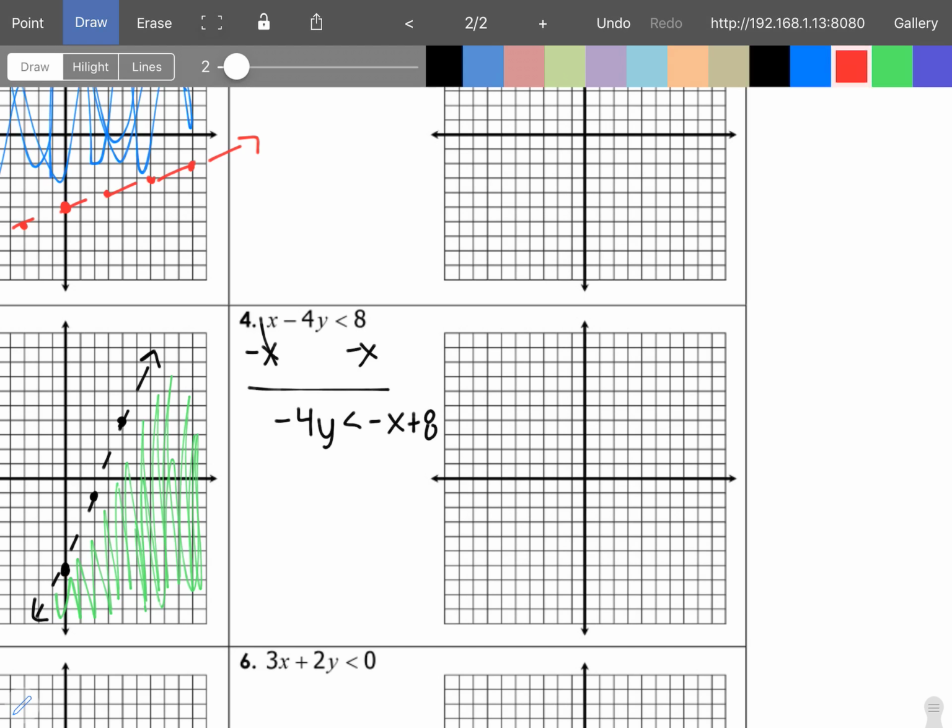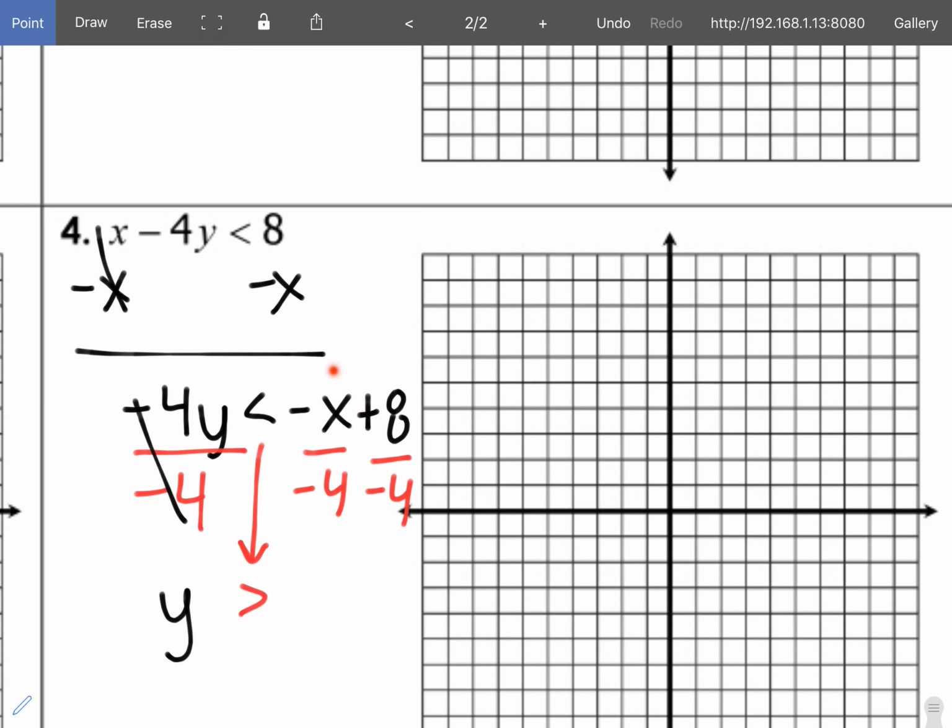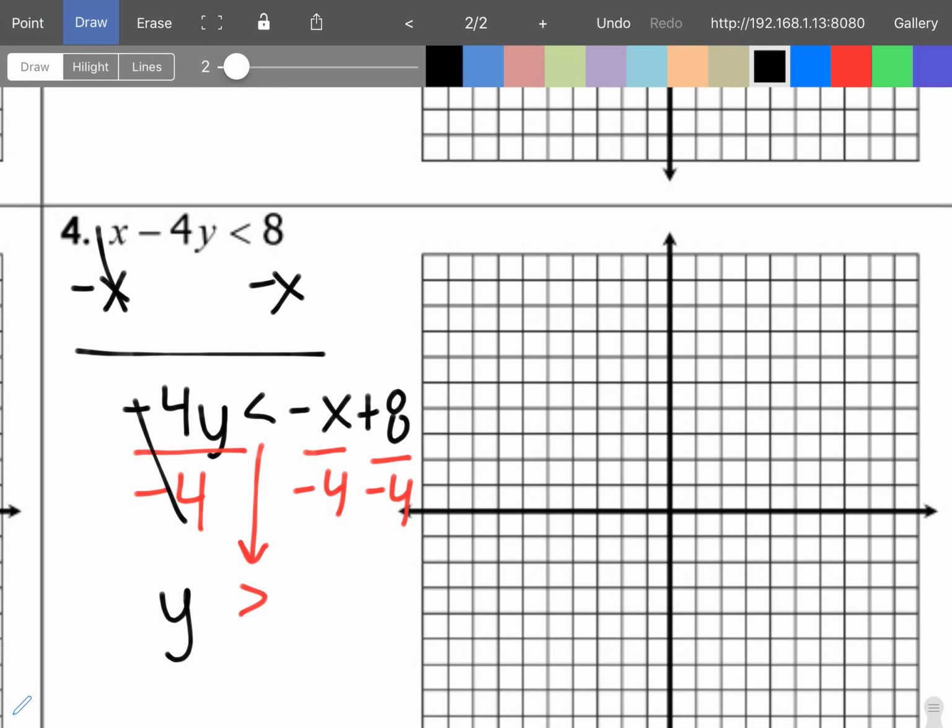Now we have to see if we divide by a negative, which we do here. Now we flip the sign, so this flips. Now if we divide by a positive, we do not flip the sign. So we have y, the sign flipped. Now be careful here, this is so important. First of all, it's a positive, negative over a negative is a positive. There's a 1 in front of this x, so it's 1 over 4, which is 1/4, not 4. It's 1/4 x. 8 divided by negative 4 is negative 2.